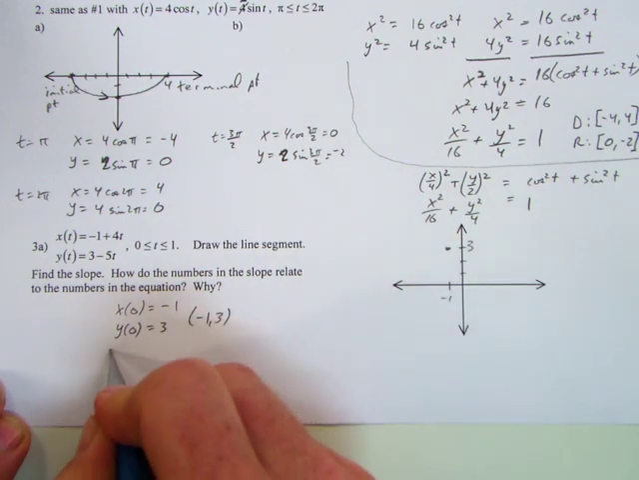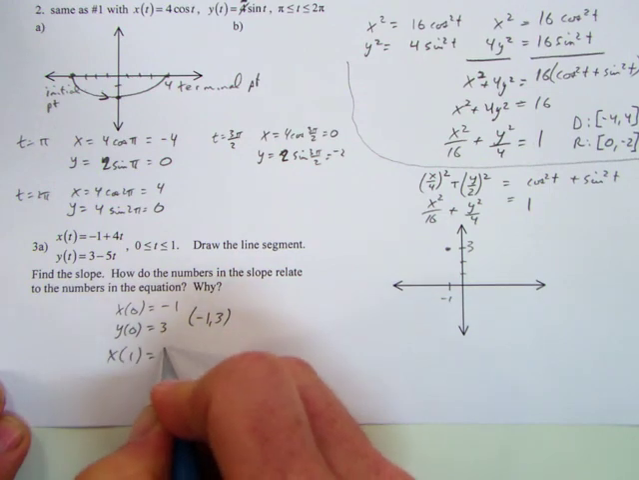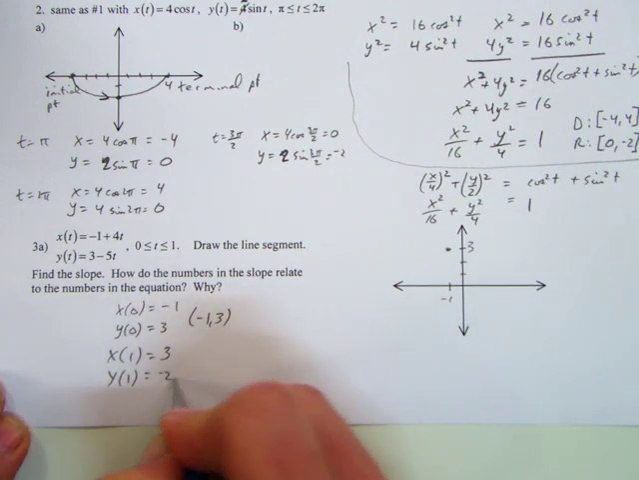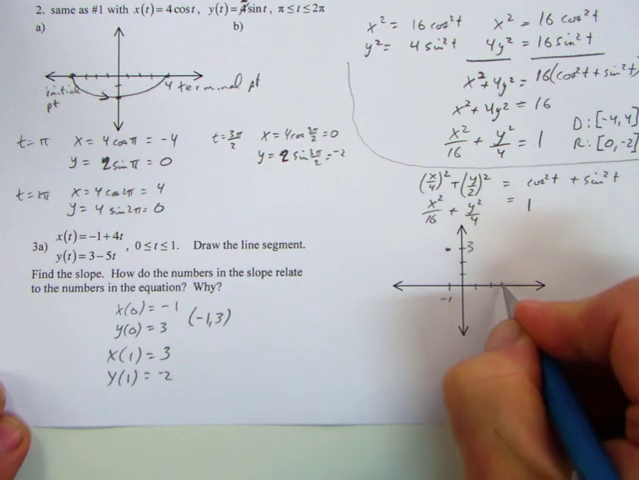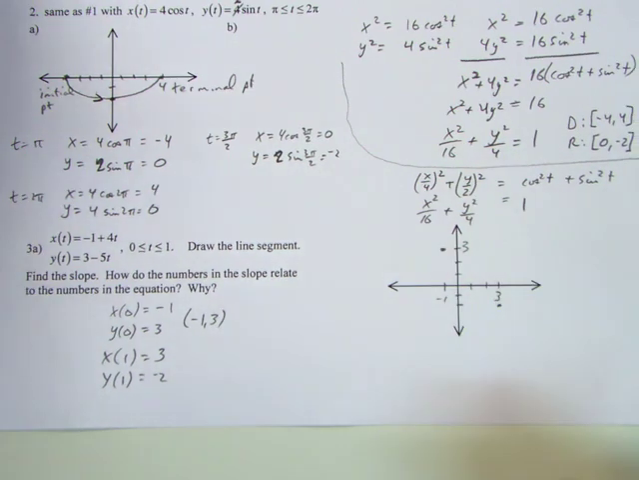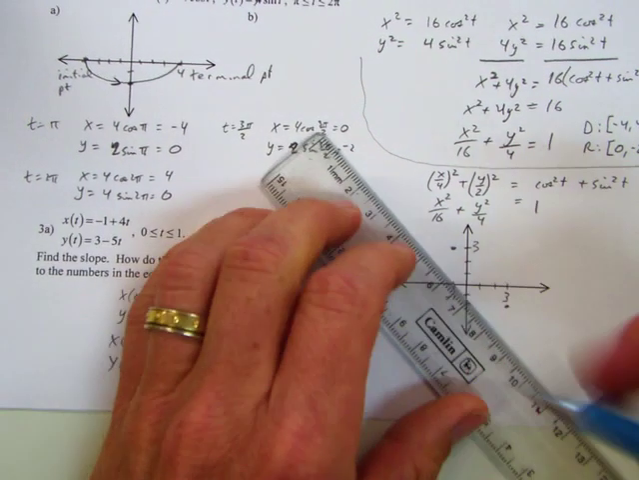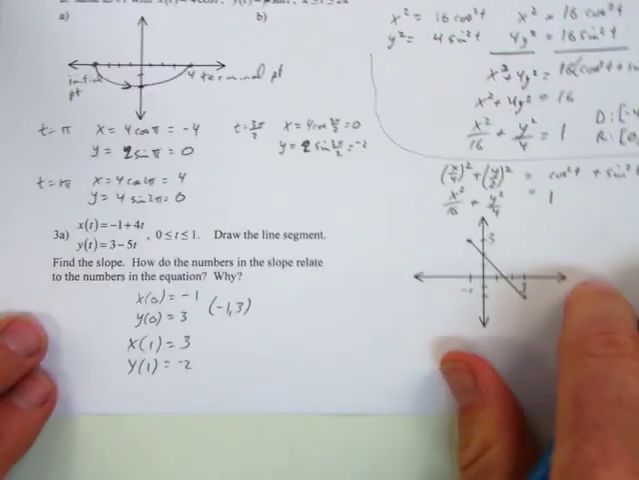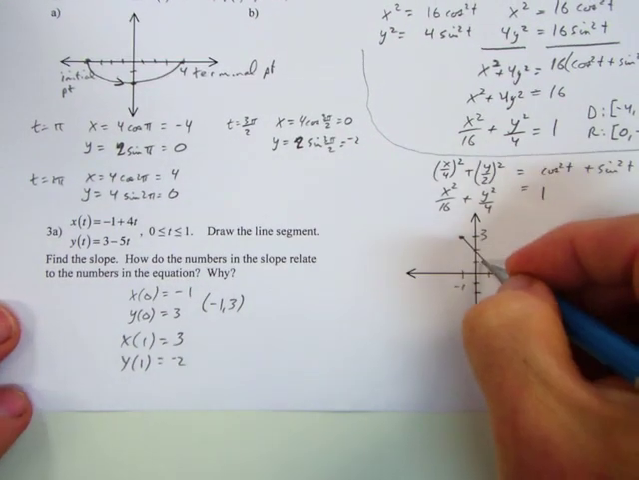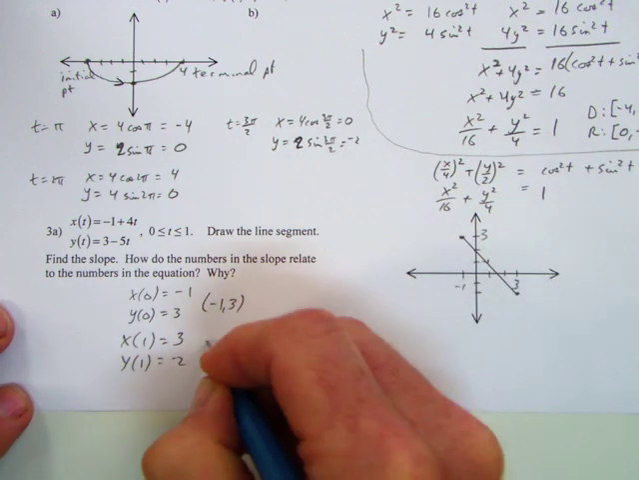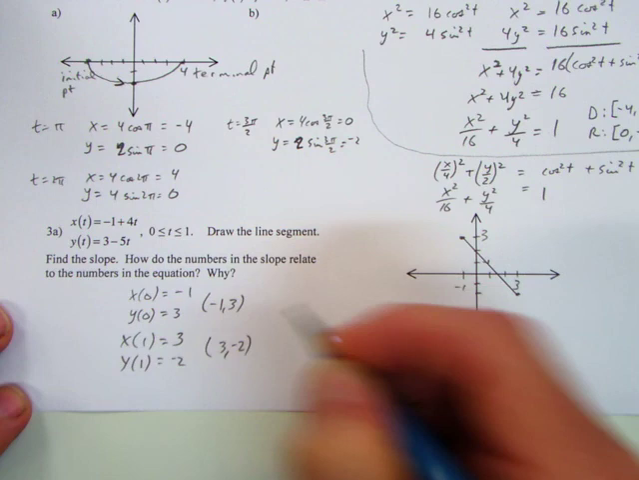And then we have x of 1 will be -1 plus 4 will be 3. And y of 1, 3 minus 5 will be -2. So 1, 2, 3, and then -2. And we're told that it's a segment. Now it doesn't actually tell us to indicate the direction, but we are going here. This is our initial point, and our final point would be 3, -2.